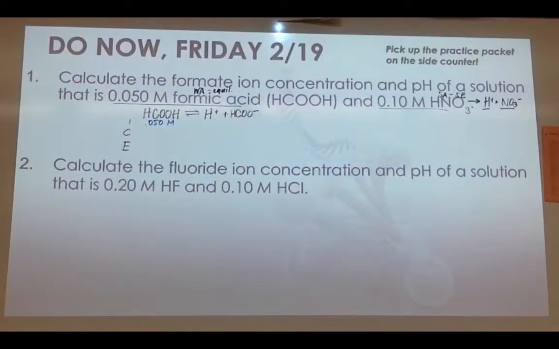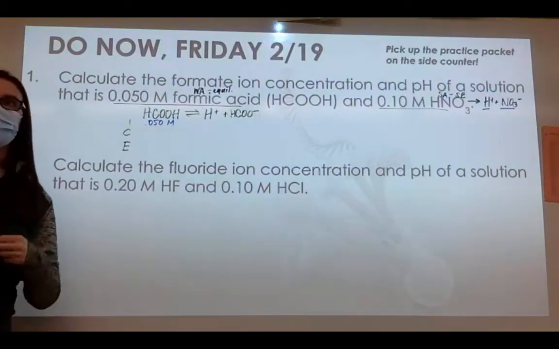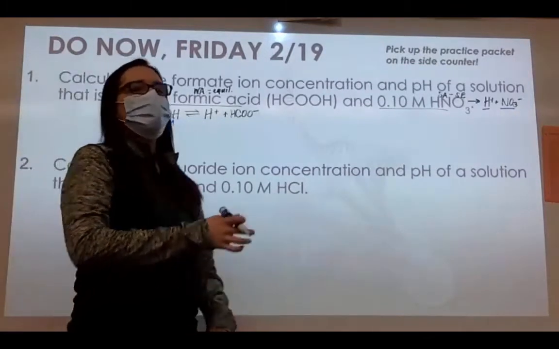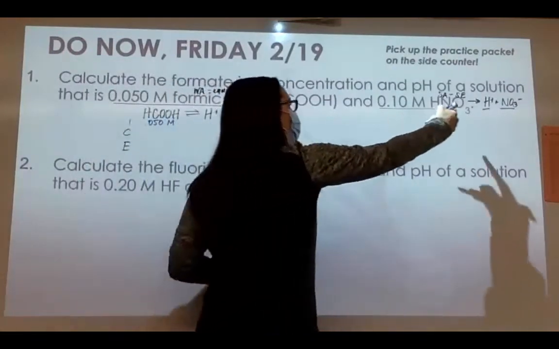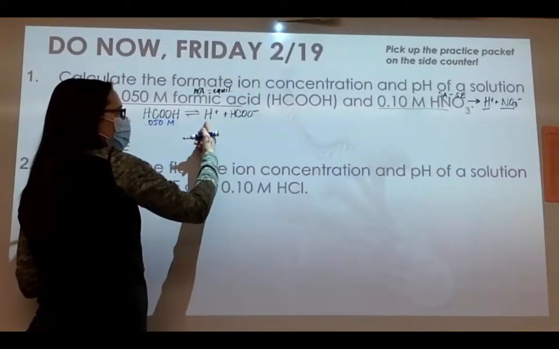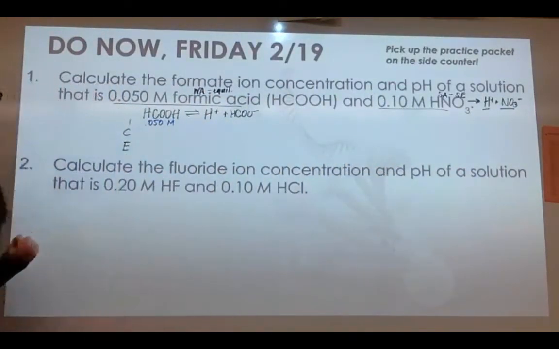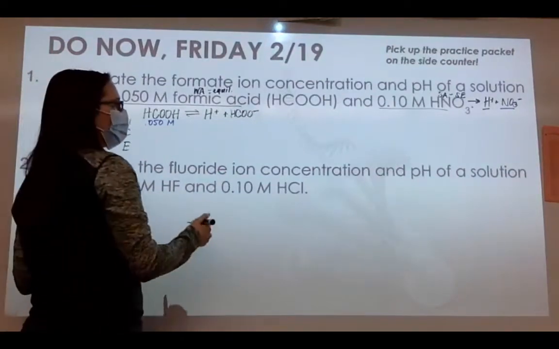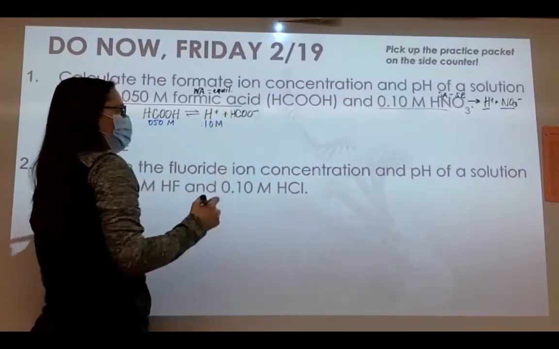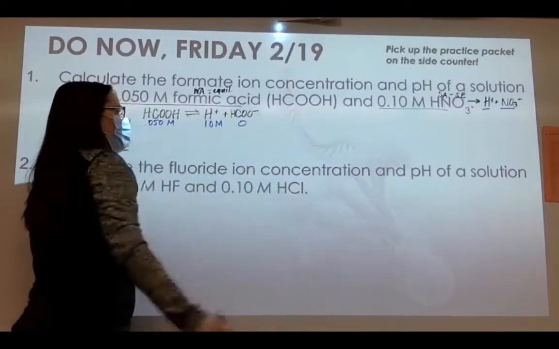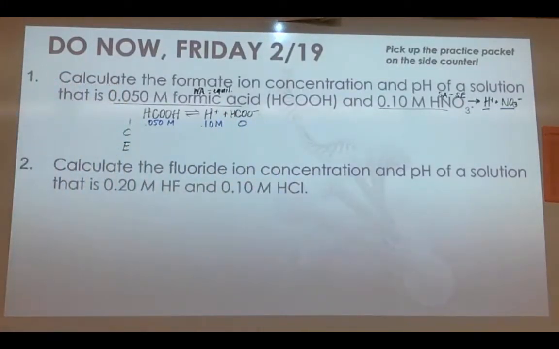I actually wrote the spectator ions up on the board yesterday. The NO3 minus is always a spectator ion. It means it just floats around in solution and doesn't participate in the chemistry. However, we have H plus here as well. H plus is actually the common ion. So initially we have 0.1 molar H plus, and we have 0 formate ion.